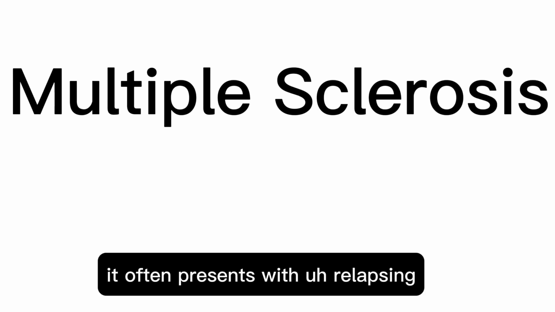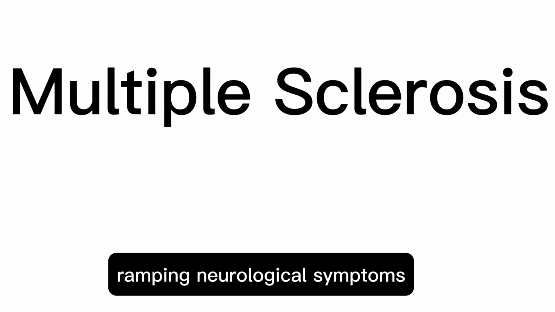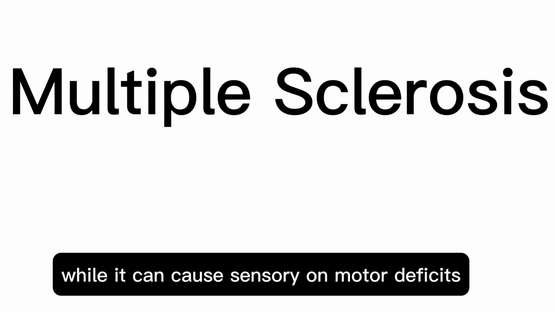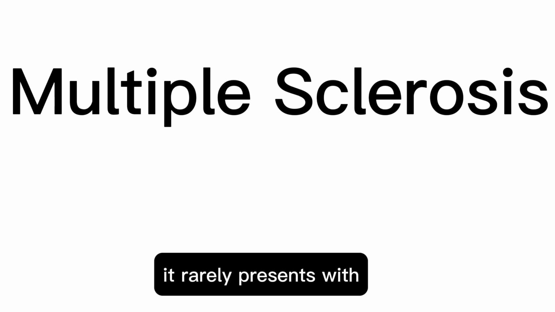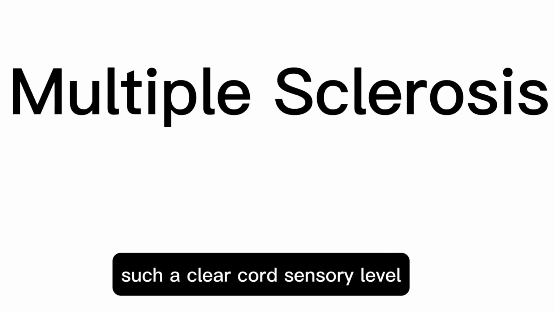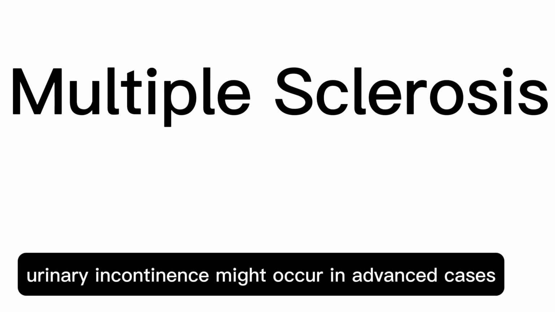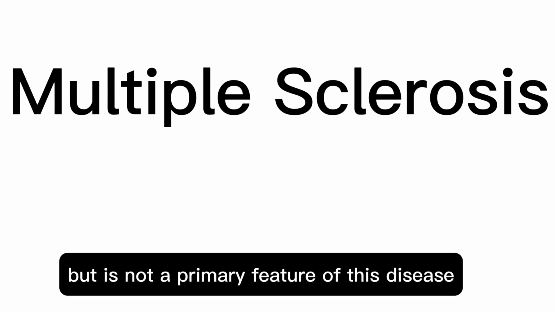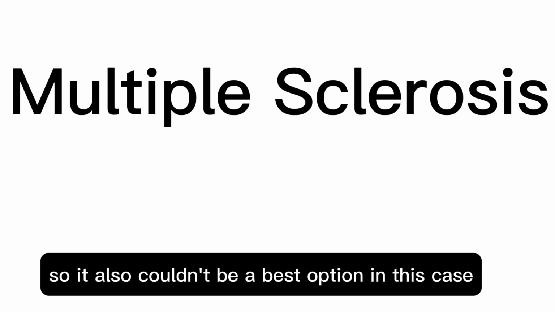The next option is multiple sclerosis, MS. It often presents with relapsing remitting neurological symptoms. While it can cause sensory and motor deficits, it rarely presents with such a clear-cut sensory level. Additionally, urinary incontinence might occur in advanced cases but is not a primary feature of this disease, so it also couldn't be the best option in this case.